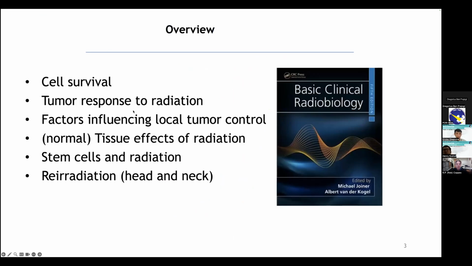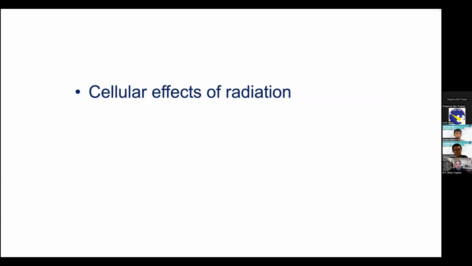So in this presentation, I will discuss tumor and normal tissue cell survival, tumor response to radiation, factors that influence tumor control and the normal tissue, and eventually go to stem cells and radiation. And at the end, I will point to how all these things are applicable in a set of radiation. Mostly what I will be talking about is also described in this clinical radiobiology book. I also teach in the ESTRO course in Europe, where a lot of these slides are also coming from. So first, the cellular effects of radiation.